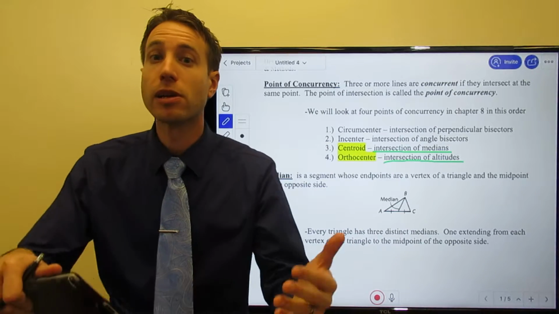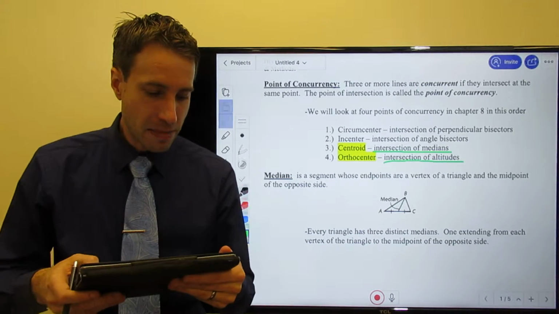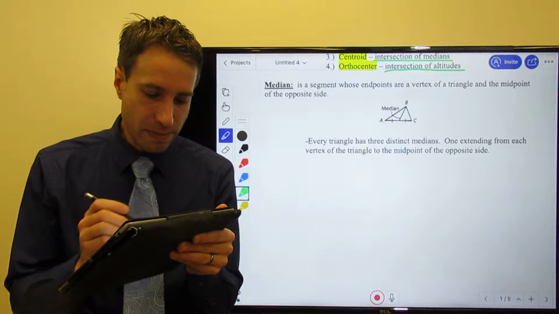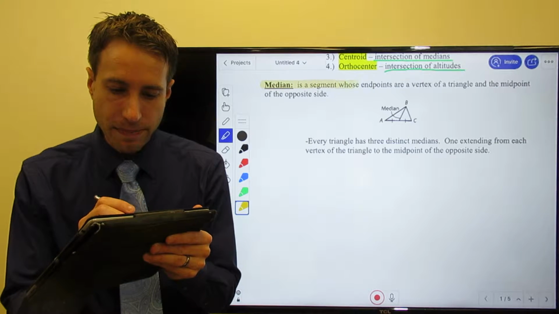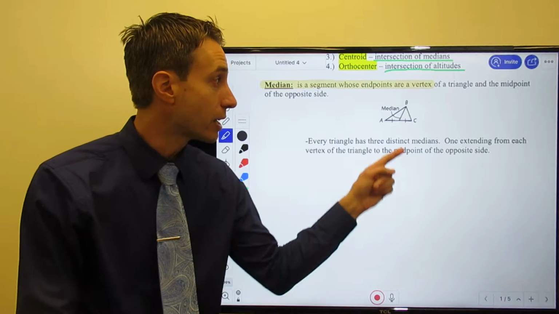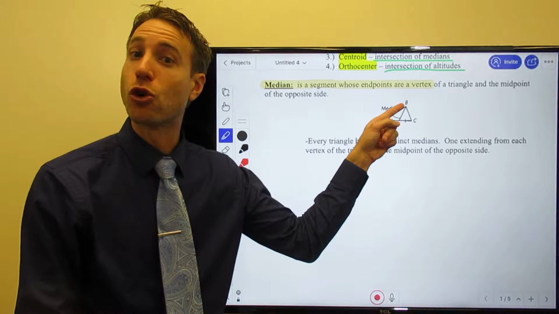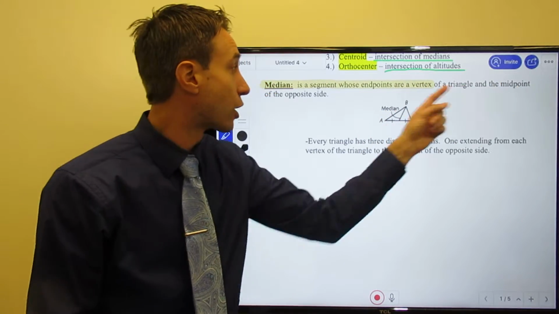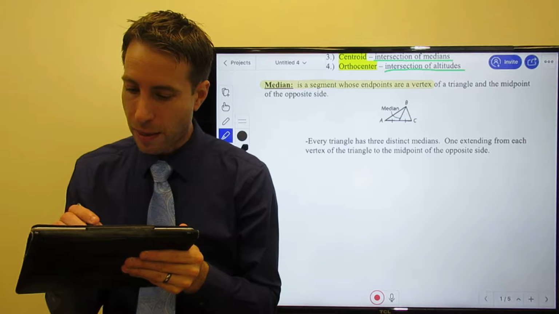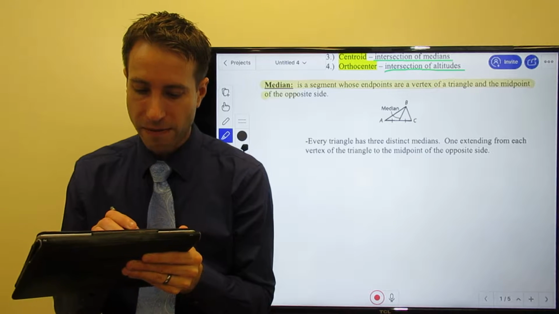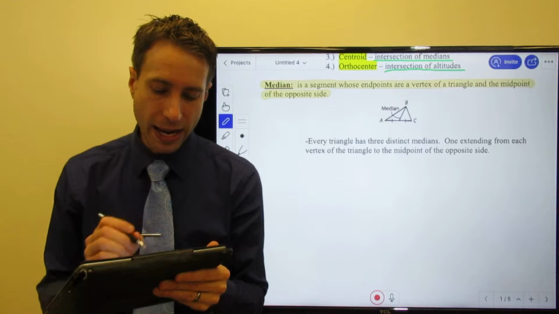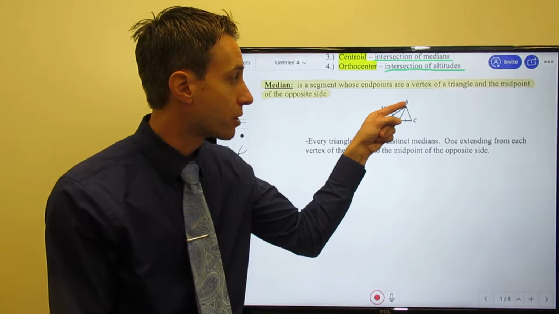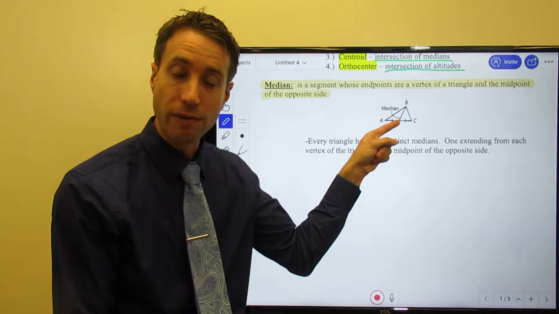So, up first, medians. Now, medians are actually really pretty easy to find. What you're going to be doing with a median is simply a segment whose endpoint is a vertex. So you're going to start at a vertex, and you're going to draw a line of a triangle that goes to the midpoint of the opposite side. Midpoint of the opposite side. And of course, every triangle, because it has three vertices, will have three medians. So start at a vertex and draw to the midpoint of the opposite side.